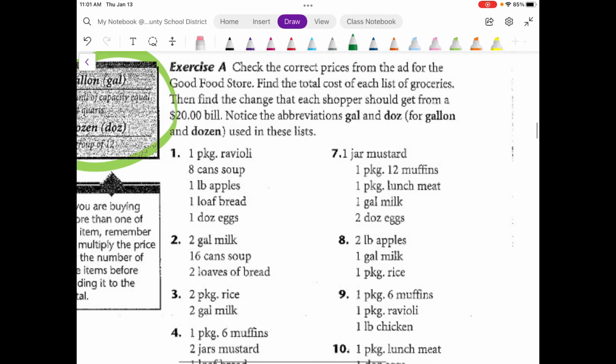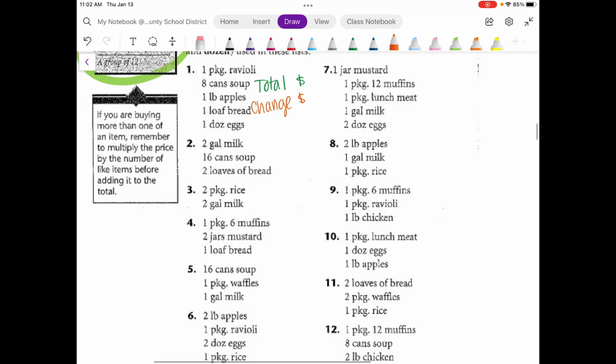You are going to check the price, write down the price, and you're going to find the total cost of the grocery list, and then you're going to find how much change you're going to get if they're paying with a $20 bill. Again, paying attention to those abbreviations for gallon and dozen. Try to do this in your head, and then use a calculator if you absolutely must. But 2 things I need you to write down is the total, how much it's going to be, and I need you to also tell me the change, how much they're getting back for all of these.